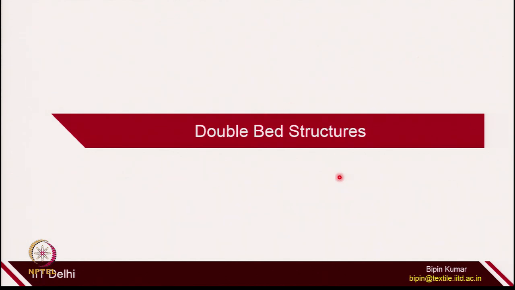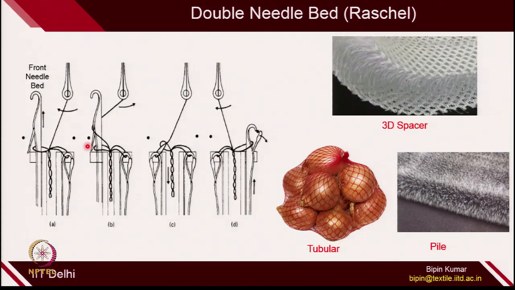Now, the last part is double bed structure. Double bed structures are structures created by using 2 beds. You can see here in a double bed structure there are 2 needle beds, first bed and second bed, and the guide bar is actually switching the yarn from one bed to the other bed.